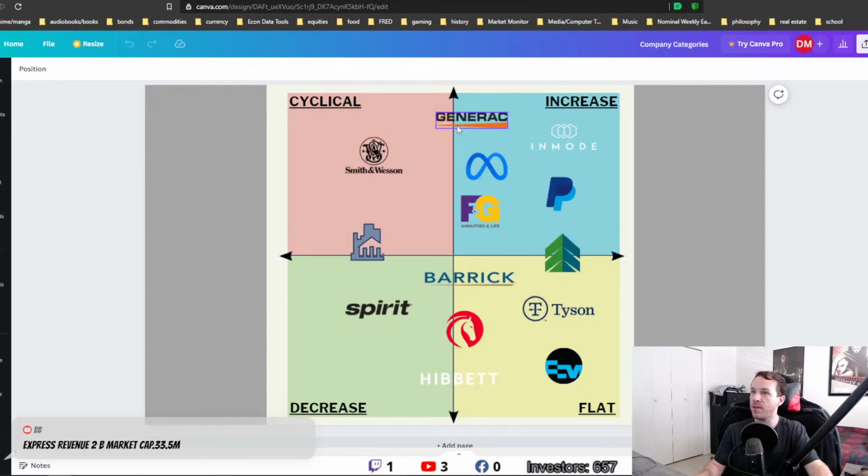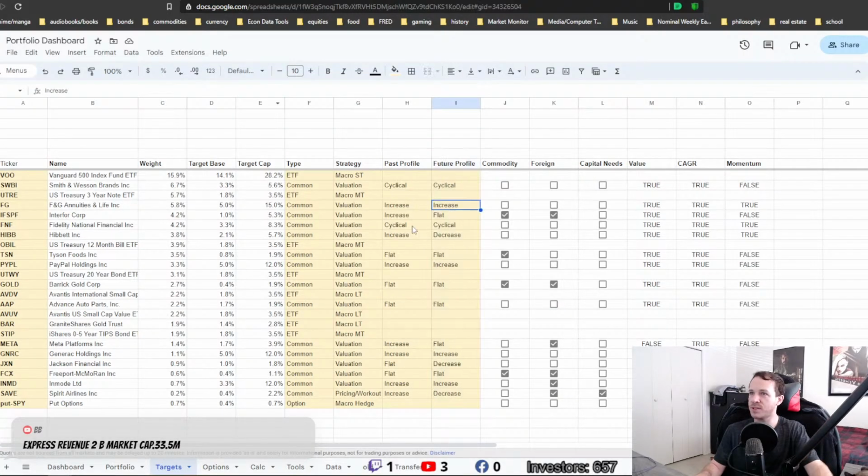And then if they're kind of in the middle, that's because they're basically caught between one of these categories. You can see some of them were increasing over the past decade and are flat over the future profile based off of my assumptions. Some are increasing and are expected to decrease. Some are flat and are expected to decrease. Some were flat and are expected to be more cyclical. There's a whole variety of different ways things are moving around based off of, like I said, the volumes of the products and services that they're selling.